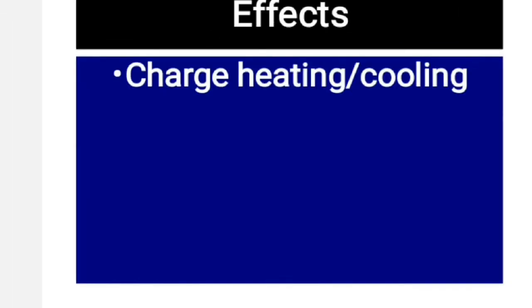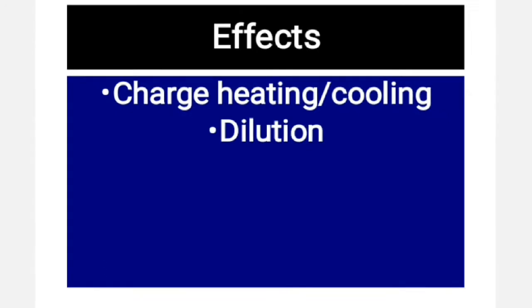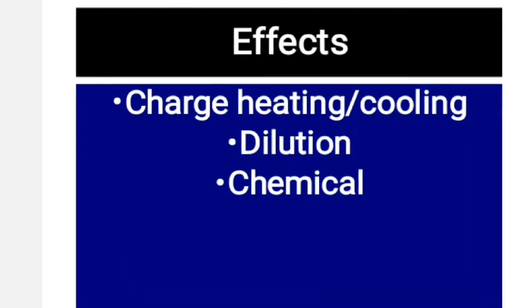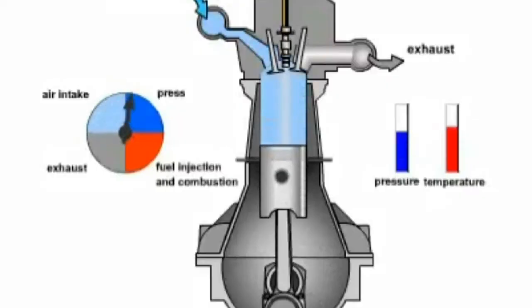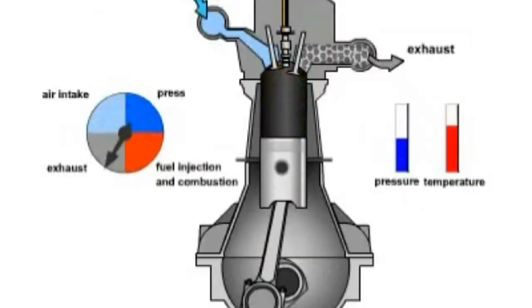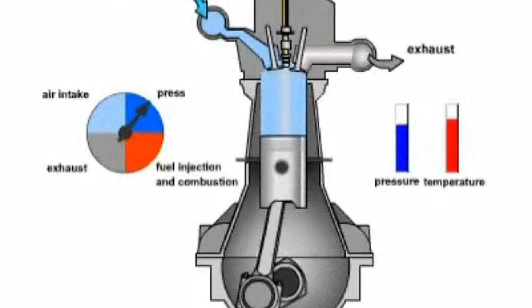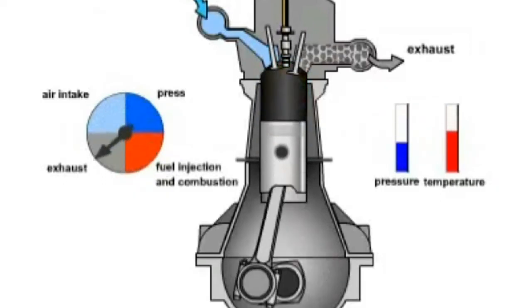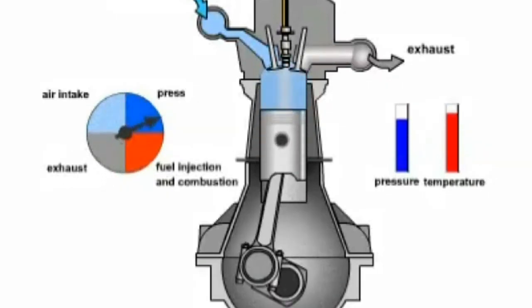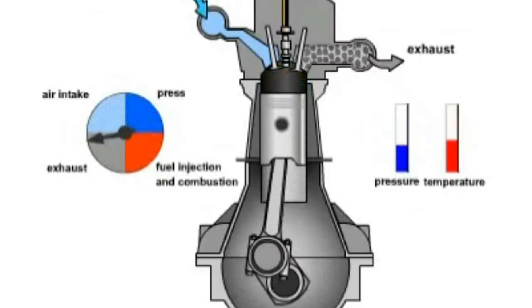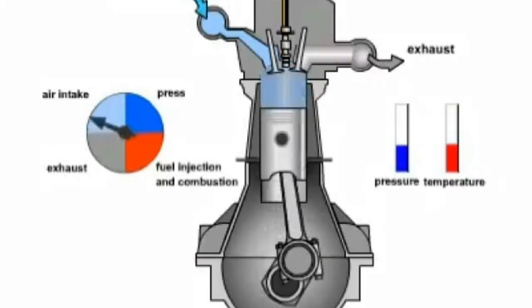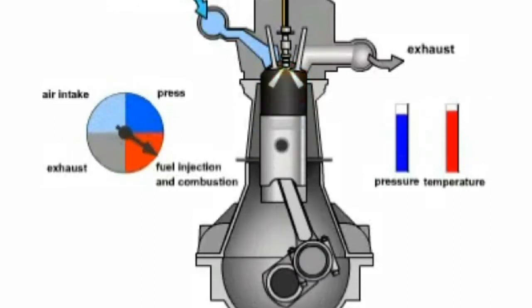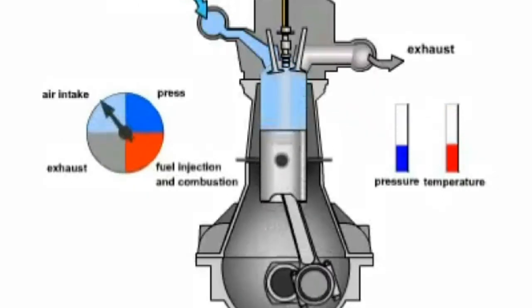We have mainly four effects by using EGR: the charge heating or cooling effect, dilution effect, chemical effect, and heat capacity effect. The charge heating or cooling effect depends on the temperature of the exhaust gas that is recirculated. Higher temperature of exhaust gas mixed with fresh air will lead to heating, and cooled exhaust gas means cooling effect. The effect that helps to reduce NOx emission is the heat capacity effect.